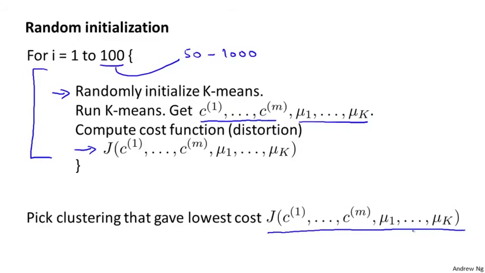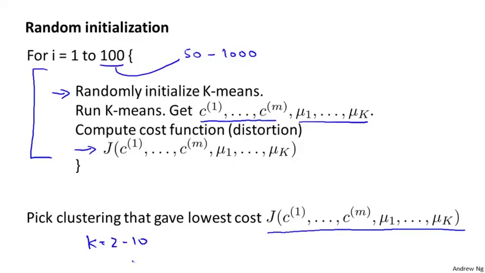And it turns out that if you're running k-means with a fairly small number of clusters, so if the number of clusters is anywhere from 2 up to maybe 10, then doing multiple random initializations can sometimes make sure that you find a better local optimum, make sure that you find a better clustering of the data.